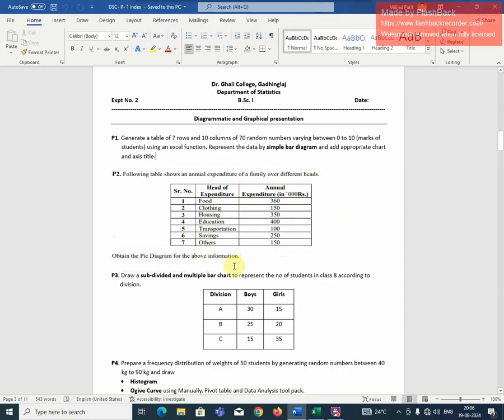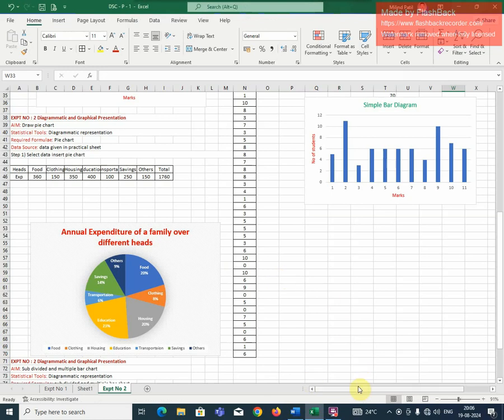So how to do that? Go to this Excel sheet. See, I have already plotted this. What is our aim? The aim is to draw a pie chart. The second is the statistical tool, which is diagrammatic representation. The required formula is pie chart. The data given in the practical sheet is our data source.